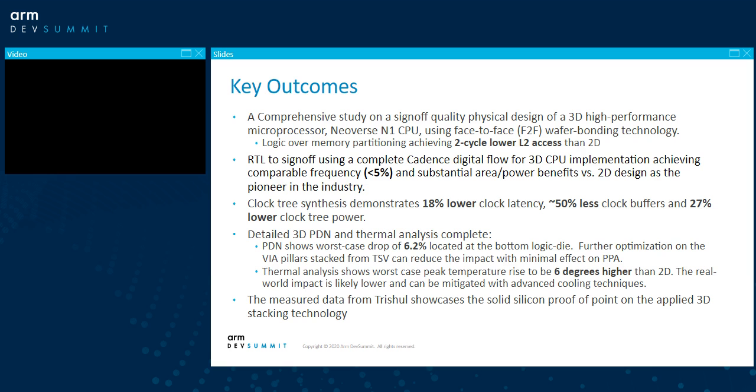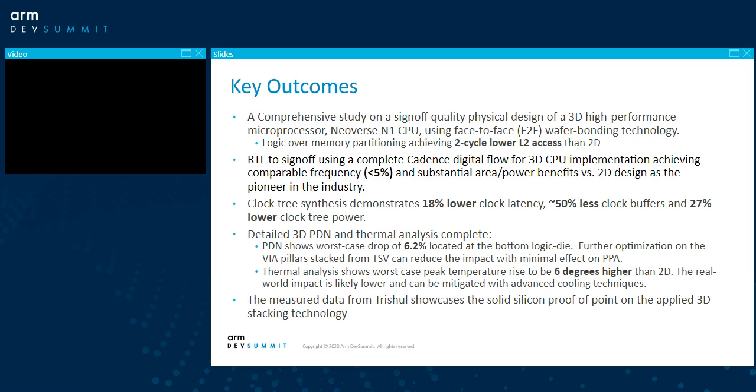And furthermore, I think the same methodology is also applicable for system level design to reduce the cycle and access time for the L3 cache. So this RTL to sign-off total solution based on Cadence digital flow gives us comparable frequency with significant area and power benefit versus 2D design. And this CTS demonstrates 3D CTS clock latency, clock buffer count, and power are also considerably reduced. And the primary challenge will be the 3D power delivery network.